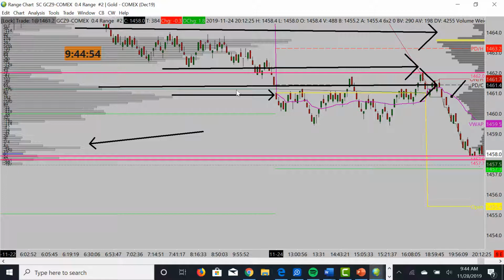Why? Because one, we're in a downtrend. Two, you have volume building up below. Three, you have the previous day close, the overnight high, and the point of control down below. The previous day high is way up over here at 63.2. And we cannot get back up there, right? So every single time we try, we fail.